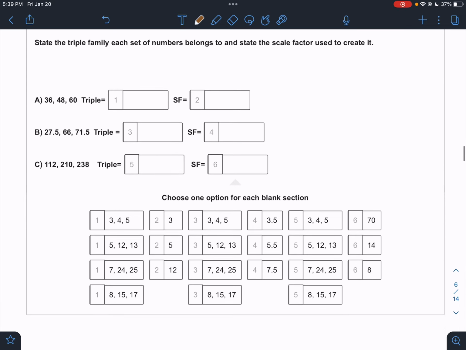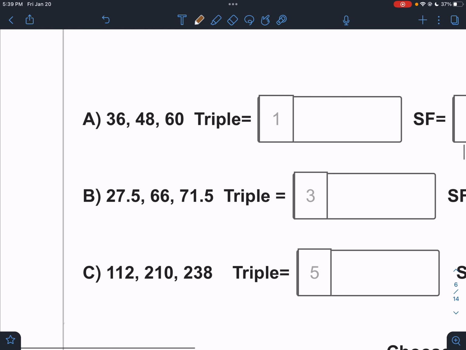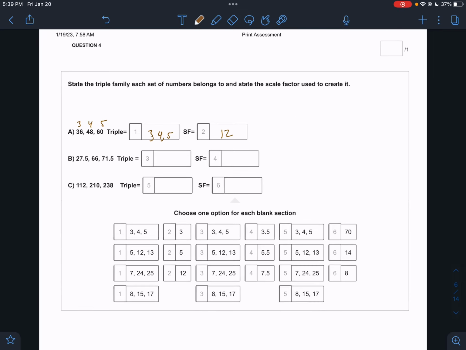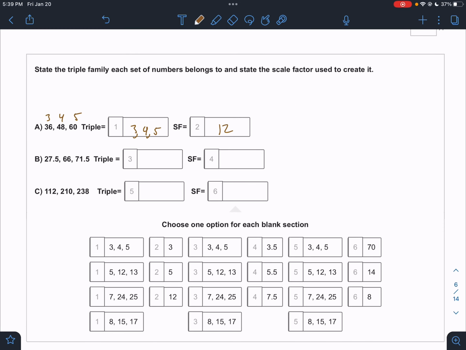State the triple family. State the scale factor being used. All right, so maybe you can figure it out, maybe you can't. This is 12 times 3, 12 times 4, 12 times 5. That's a 3, 4, 5. That's not so bad. And it's times 12, so that's my scale factor. Okay, we can do that.